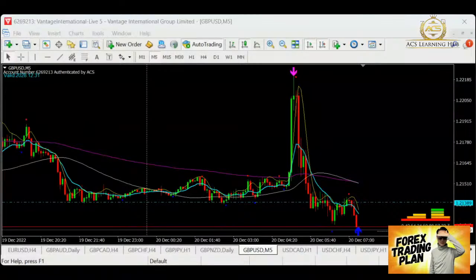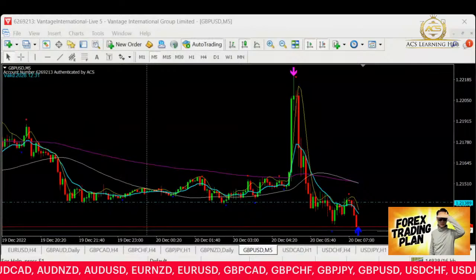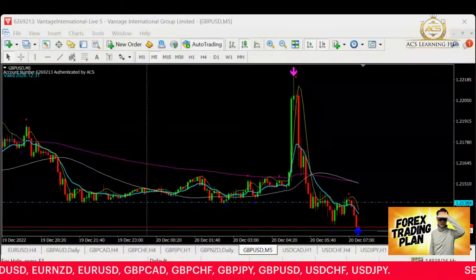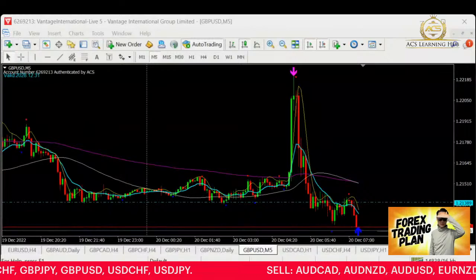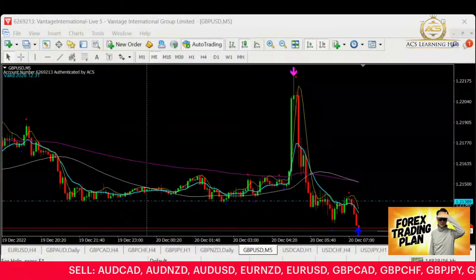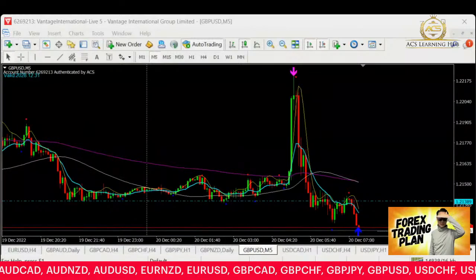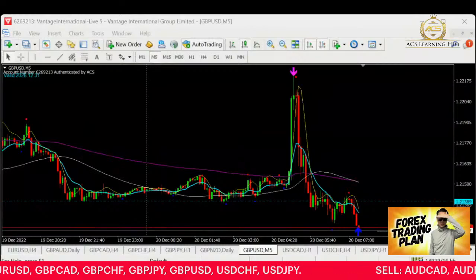Right, so yes, let me flesh out what we have to focus on today on the selling. I'm going to focus on the selling for Aussie cat, Aussie kiwi, Aussie dollar, and euro kiwi, euro dollar, pound cat, pound franc, pound dollar, pound yen, and also dollar franc, and also dollar yen. Okay, right. So all these are what I'm going to focus on today.